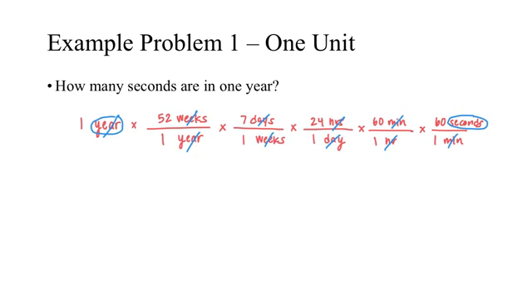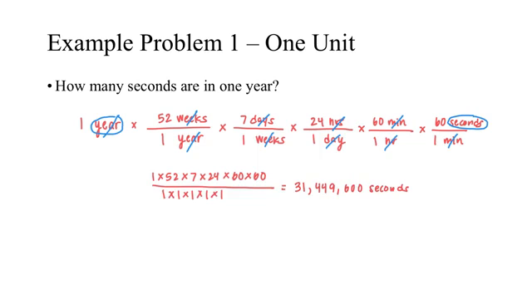To solve for this, though, to get an answer, I need to multiply out. And so I'll multiply everything on the top and then divide that by everything on the bottom. So that's going to be 1 times 52 times 7 times 24 times 60 times 60 divided by 1 times 1 times 1 times 1 times 1. As you can see, the denominator is not very interesting in this case. And so my final answer is 31,449,600 seconds. It's a lot of seconds. In this case, I'll keep all of those digits because these are all exact quantities, and I want to make sure I'm communicating my answer as precisely as possible.